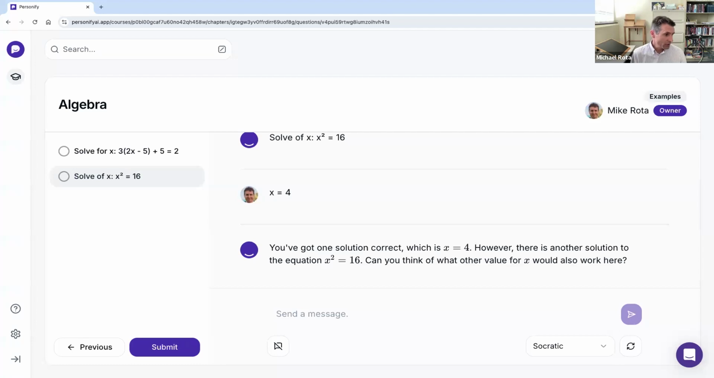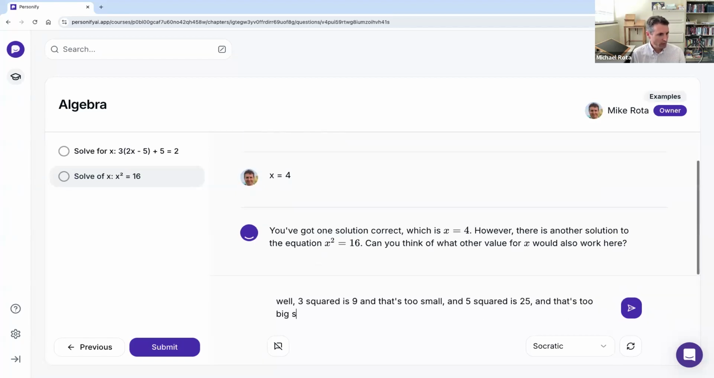And the AI says back, you've got one solution correct, which is x equals 4. However, there is another solution to the equation. Can you think of what other value for x would also work here? Now, maybe the student gets it at this point, but let's say I don't. Let's say I say, well, 3 squared is 9, and that's too small. And 5 squared is 25, and that's too big. So there is no such number.